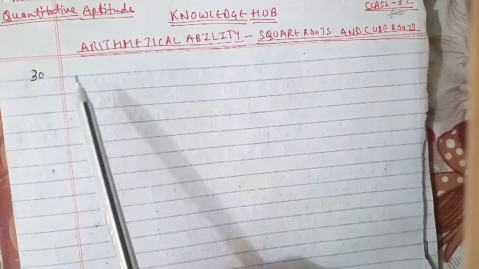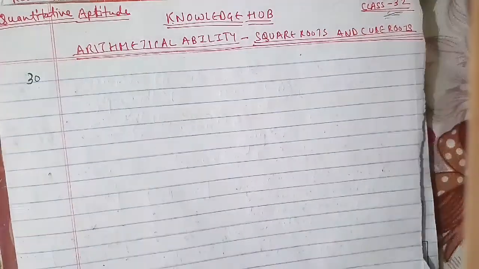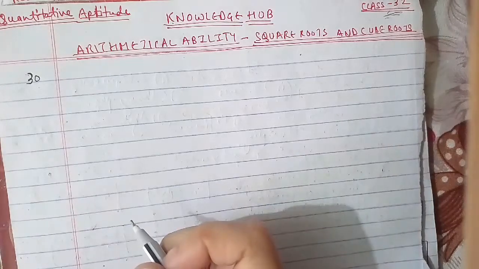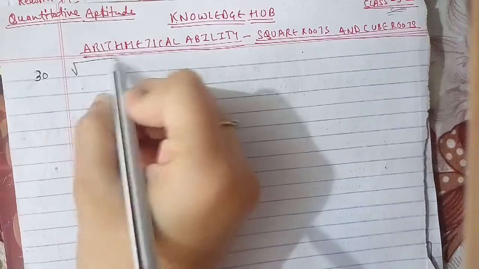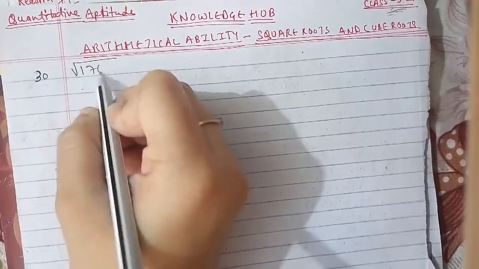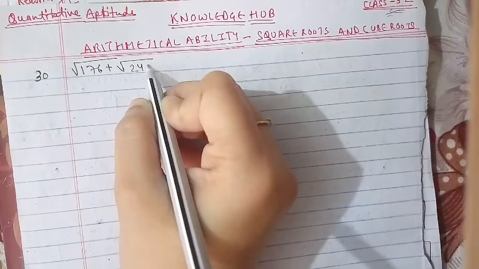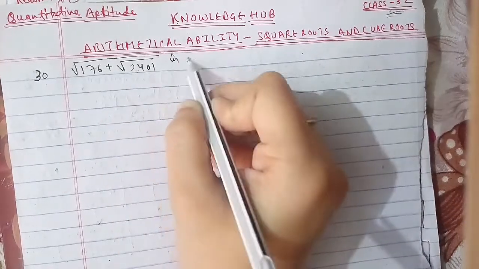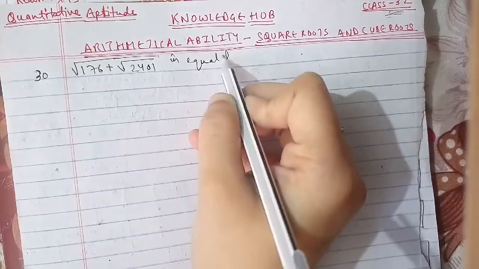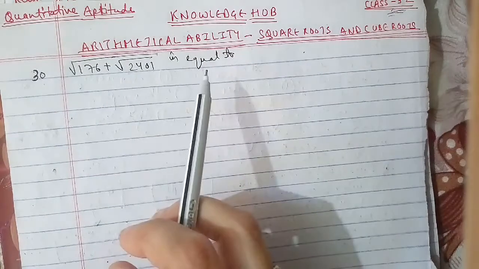Let's go ahead with the question for the session. It is 176 plus the square root of 2401, which we have to find out. The options are 14, 15, 18 and 24, and according to the question you have to answer it. So we'll go ahead with the solution.